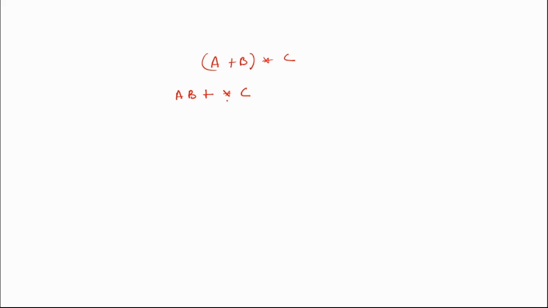The only operator that is yet to be evaluated is multiplication. Therefore this becomes operand 1, this becomes operand 2. I'll say ab plus c star. This is my postfix expression, correct? So now we will do it using stack quickly.